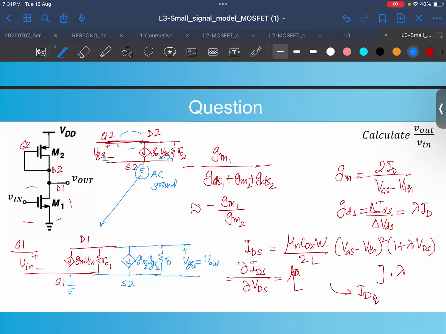right? So from this analysis, now you would be able to see that in r0 and r02, how much current is flowing, right? So this is the sum of these two. Then we can see clearly what our V out by V in is. You can calculate it from this network. Okay.